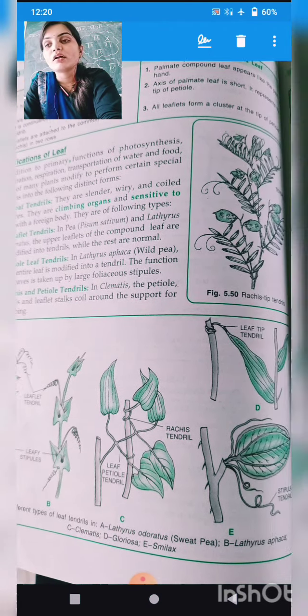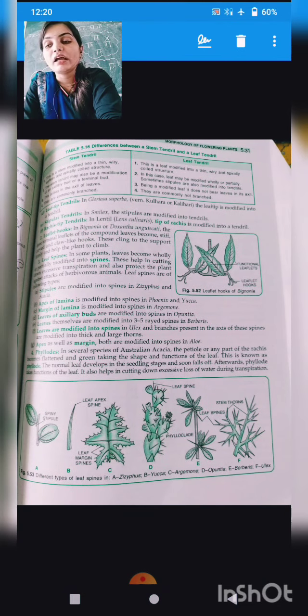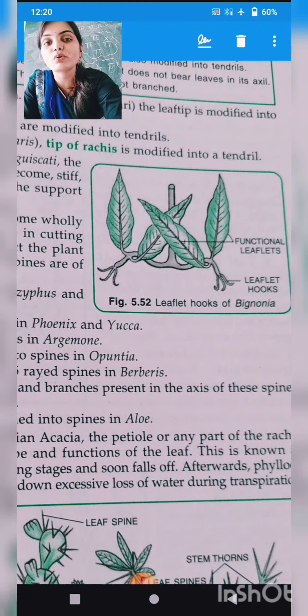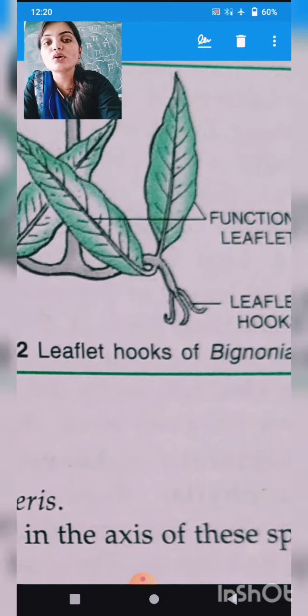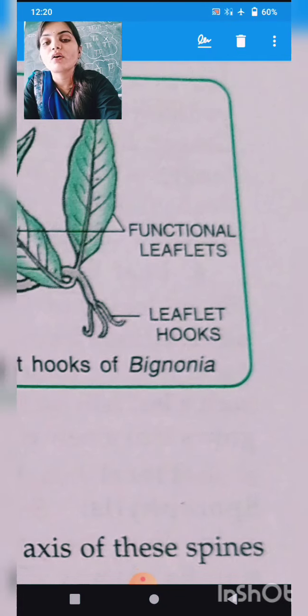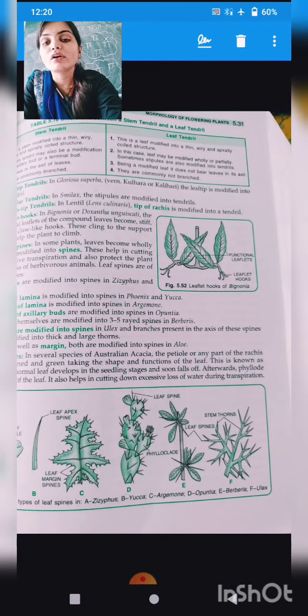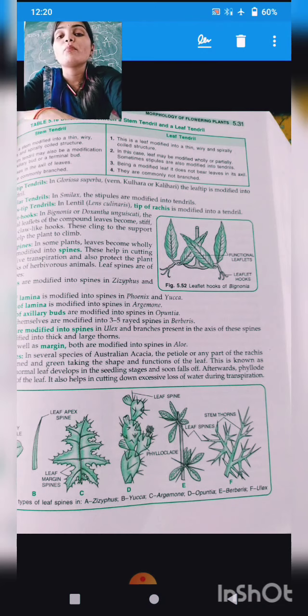Okay. Now in the next you can see leaflet hooks of Bignonia. Here you can see the leaflet hooks of Bignonia. The leaflets are forming a hook-like structure. See, here it is a hook-like structure you can see, in the leaflet. We had seen this in our modification of stem also. So basically there are some major functions which are found in leaf as well as in stem modifications.